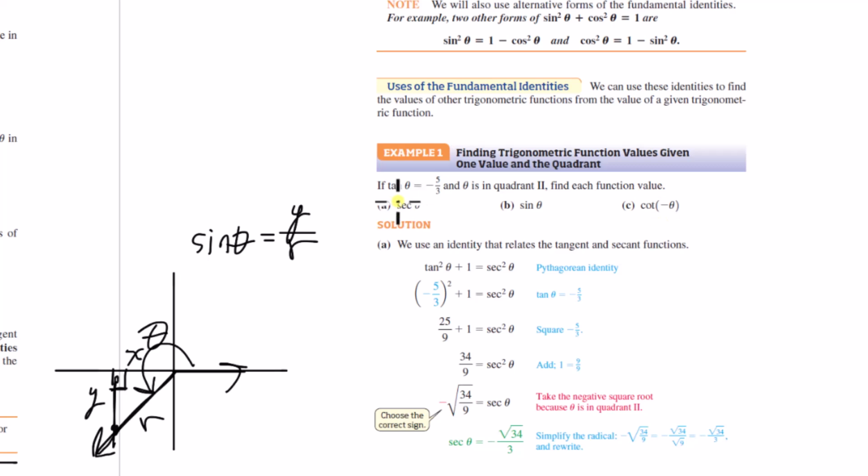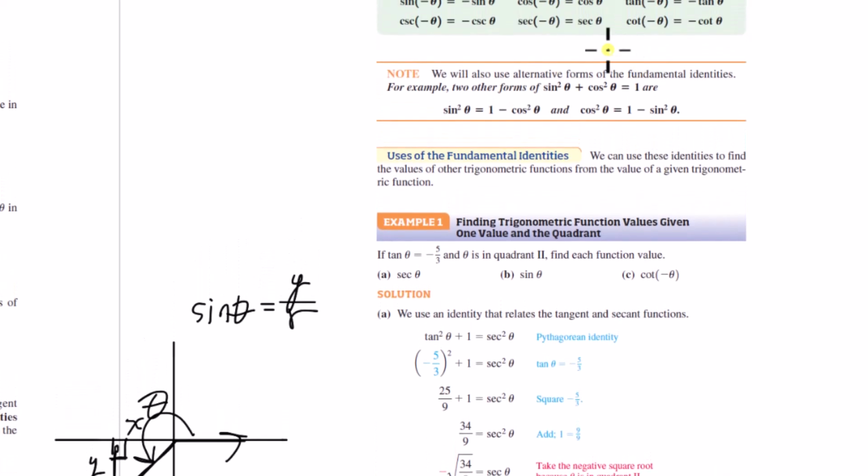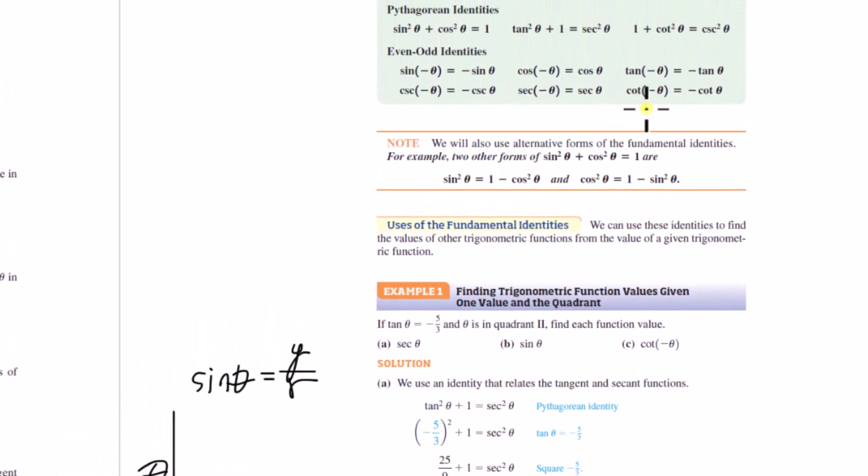Well, the first thing I think about is the reciprocal of this. So 1 over cotangent theta is tangent theta, so cotangent theta is minus 3/5. But do they ask us about cotangent? Here's cotangent. They want cotangent of minus theta. Well, cotangent was odd, so cotangent of minus theta is equal to minus cotangent theta.